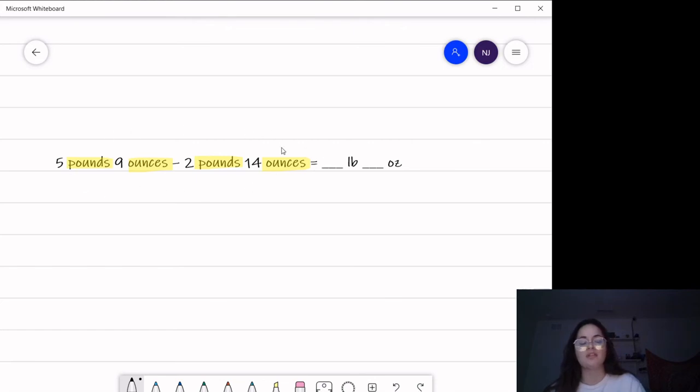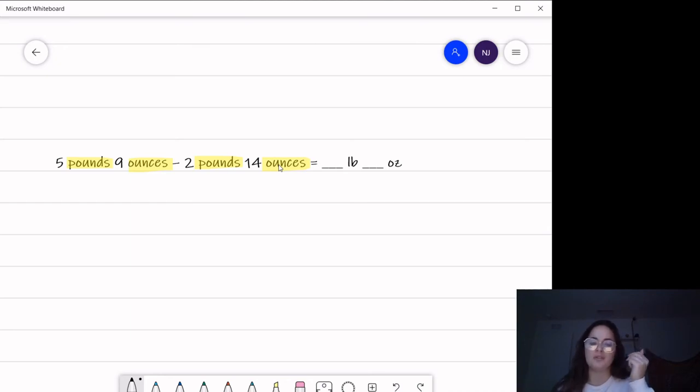When we're working with mixed units here, we're going to start with the smallest place value, because that's what we do with whole numbers. We subtract from the ones place first when we subtract whole numbers. So here I'm going to find my smallest place value, or my smallest unit, which is ounces, and I'm going to subtract starting there. So I've got 9 ounces, and I'm trying to take 14 away.